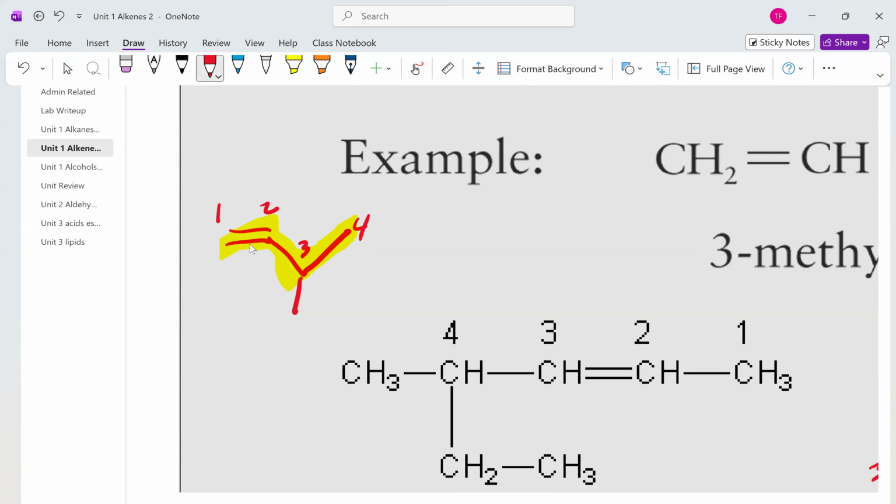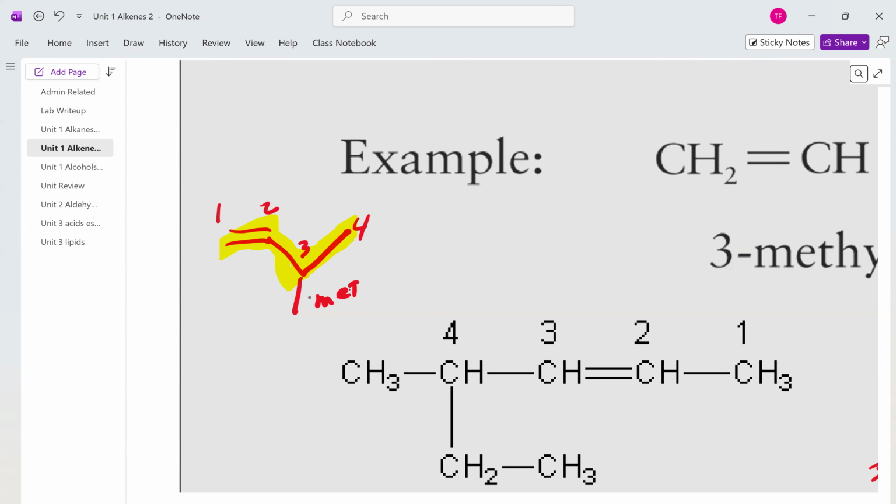Okay, so we have a branch here. This is a methyl branch. So it's going to be backbone is 4. Now the functional name for a double bond is an ene instead of an ane. So it's going to be butene. And where is the double bond? That's an N, by the way.